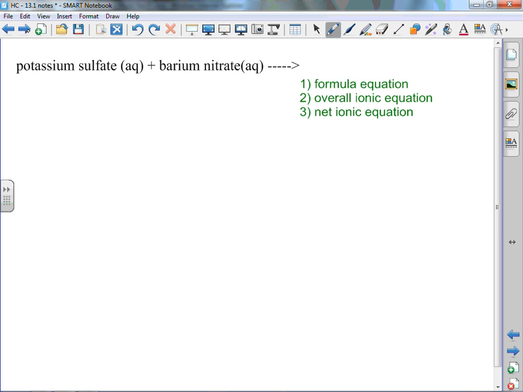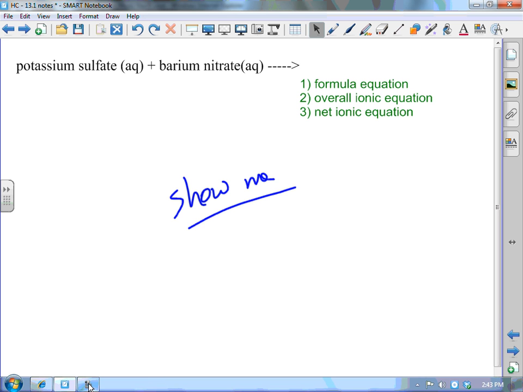All right, so I'll just leave you with this reaction here, potassium sulfate plus barium nitrate. Write 3 reactions. Number 1, write the correct formula equation. Number 2, write the correct overall ionic equation. And number 3, write the net ionic equation. And at some point, this can be a show me in class. Okay, so that's one small piece in section 1 we'll take care of on the next video.